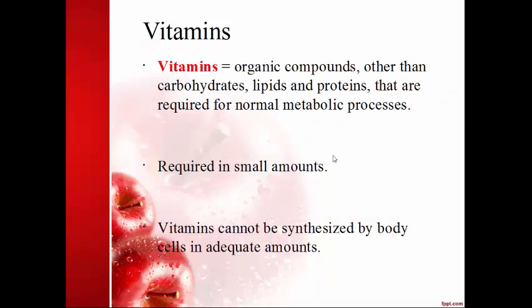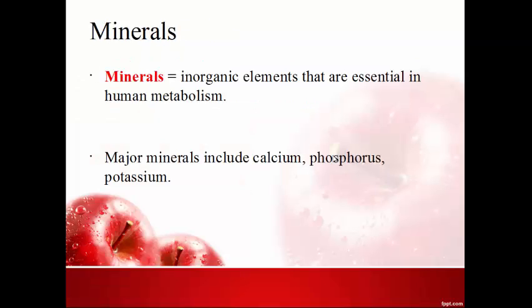Alright, vitamins. These are organic compounds other than carbohydrates and lipids and proteins that are required for normal metabolic processes. These are only required in very small amounts, and vitamins cannot be synthesized by the body at any real adequate level. You need to get these from your diet. Minerals. These are inorganic elements that are essential to human metabolism. Some major minerals include calcium, phosphorus, potassium. A lot of people will use the terms vitamins and minerals interchangeably, and they are nowhere near the same thing. Vitamins are organic compounds, minerals are inorganic compounds. So they are very, very different.